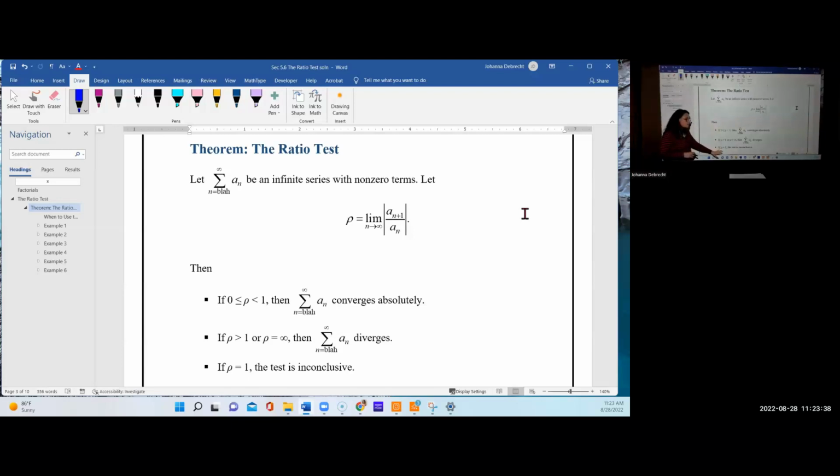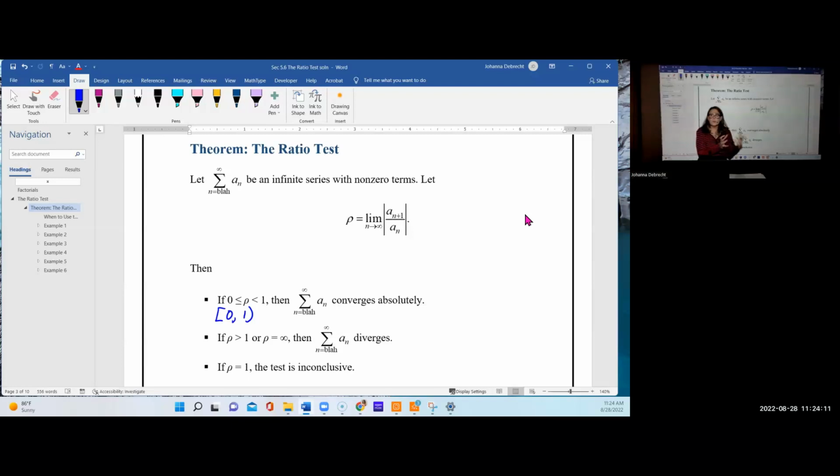Now we have three results down here that we need to discuss. The first one is if rho is between 0 and 1, including 0, but not including 1. So again, we want to include 0, but we want to leave off 1. So we have closed 0 to open 1. If rho is in here, then this infinite series converges absolutely to some finite real value.